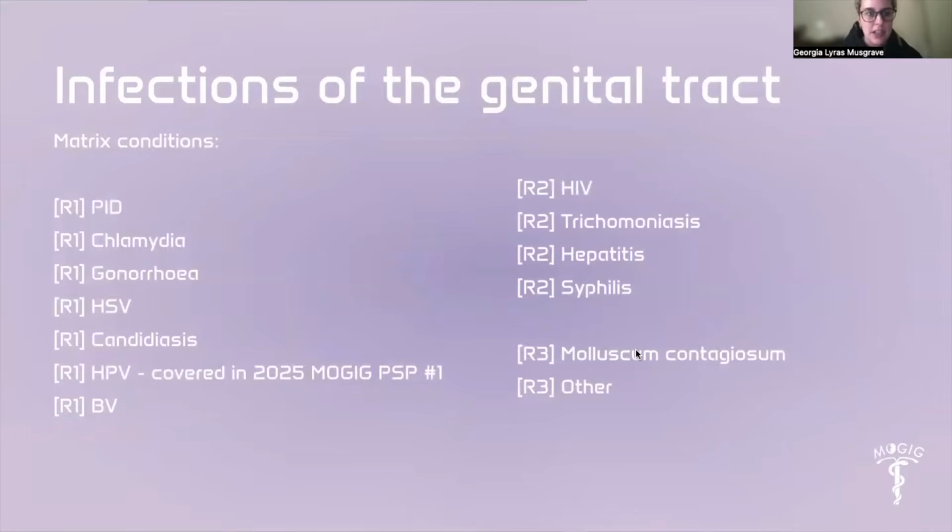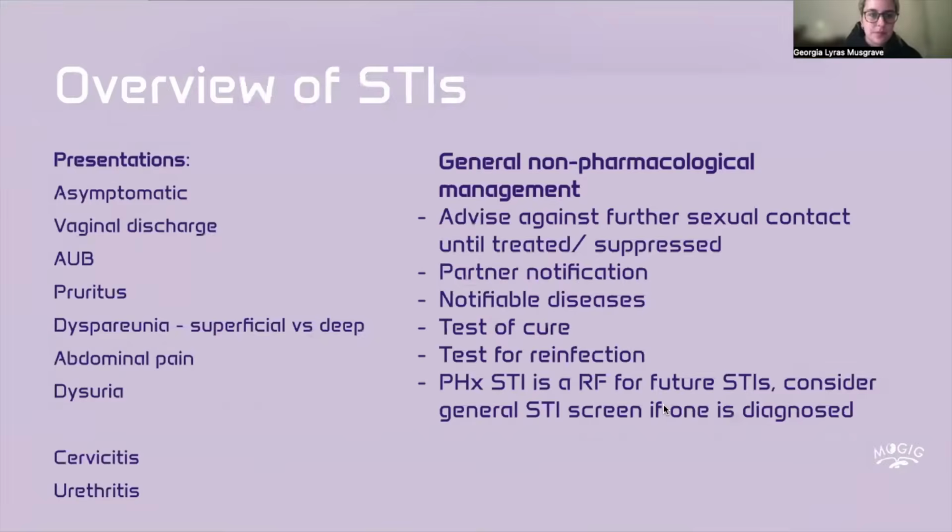Onto infections of the genital tract. So here are your matrix conditions. Today, we're going to be covering all of them pretty much except HPV, which we covered in the first PSP along with cervical cancer, and we've kind of left the other category today as well.